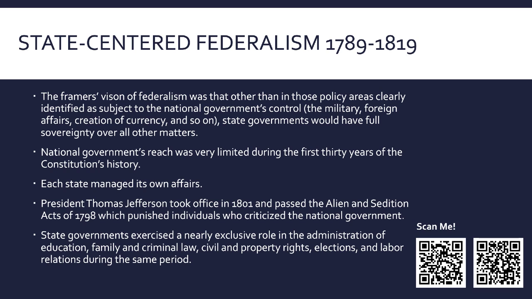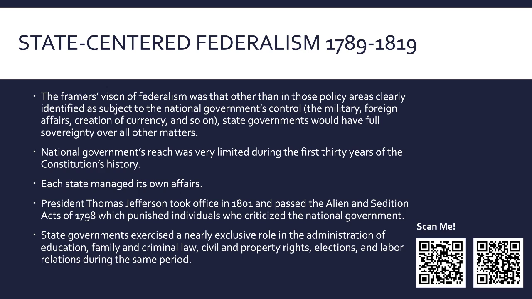So let's first start with state-centered federalism, like I stated, from 1789 to 1819. Now, the framers' vision of federalism was that other than in those policy areas clearly identified as subject to the national government's control, the military, foreign affairs, creation of currency, and so on, state governments would have full sovereignty over all matters. Now, the national government's reach was very limited during the first 30 years of the Constitution's history, rightfully so, and each state managed its own affairs.